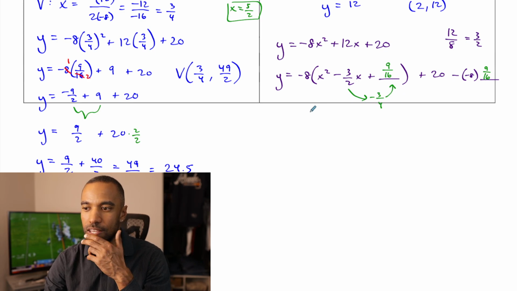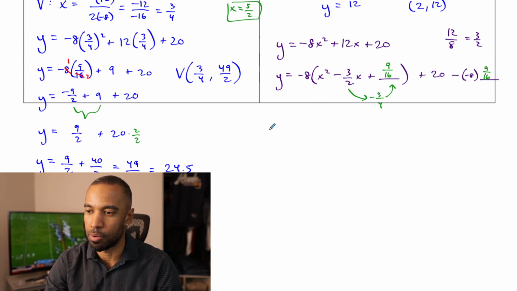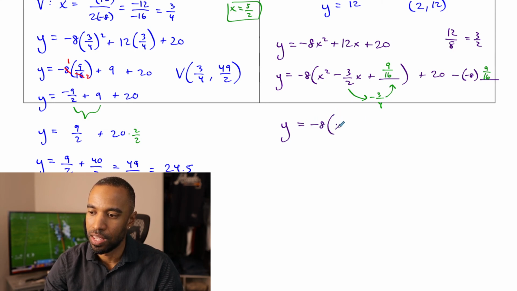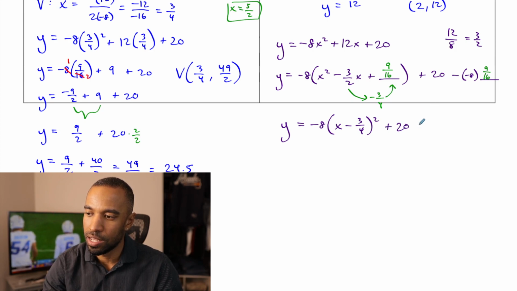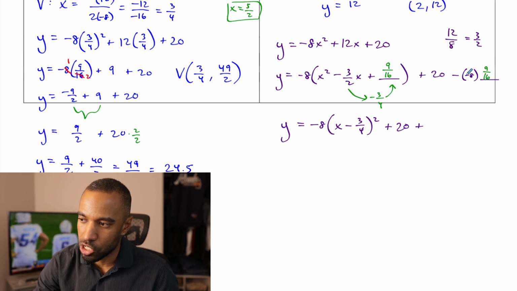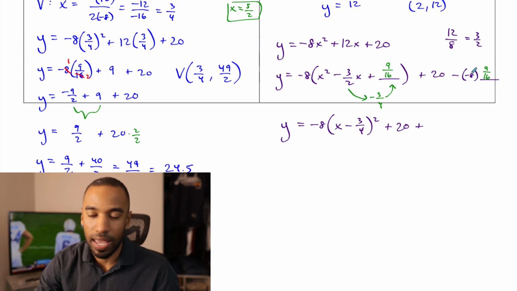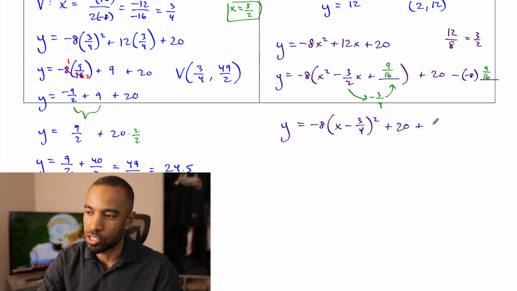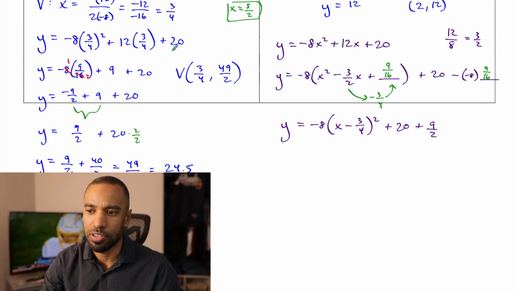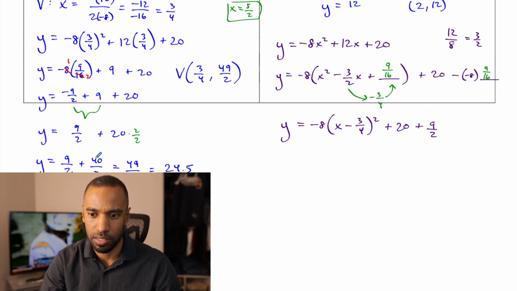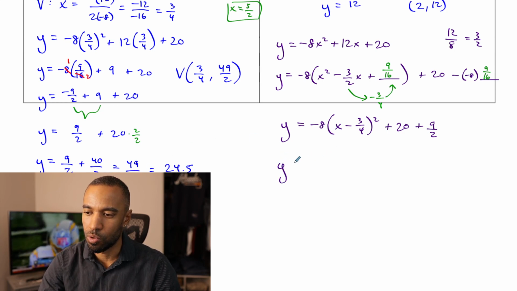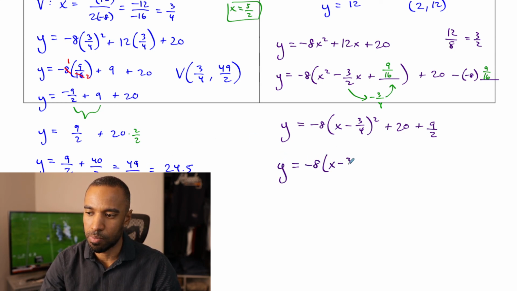Now, this part factors down easily for us. We know that -3/4 is the number that goes into the factorization. So this is going to be y equals, there's a -8 on the outside. This is x minus 3/4 quantity squared. And now I have the plus 20 plus, okay, so remember, that's just going to be a plus. 8/16 is 1/2, and times 9 is 9 halves. So 20 plus 9 halves. Hey, we did 20 plus 9 halves before, right here. That's 49 halves. So this is going to be y equals -8 times x minus 3/4 quantity squared plus 49 halves. And that is the vertex form.